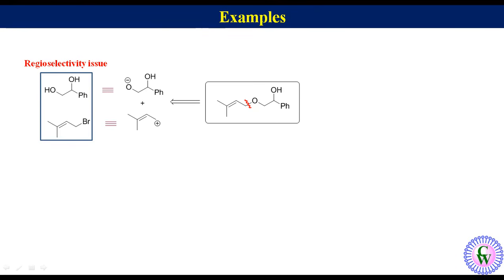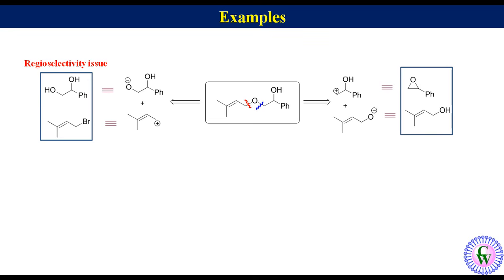On the other hand, if we disconnect the right side ether linkage, we will get a 2-hydroxycarbocation and the alkoxide ion of allyl alcohol as acceptor and donor synthons respectively. Their corresponding synthetic equivalents will be an epoxide and allyl alcohol. If we allow these two compounds to react in the presence of a strong base, the epoxide will be opened up by the alcohol regioselectively from the less hindered side to give the desired molecule.